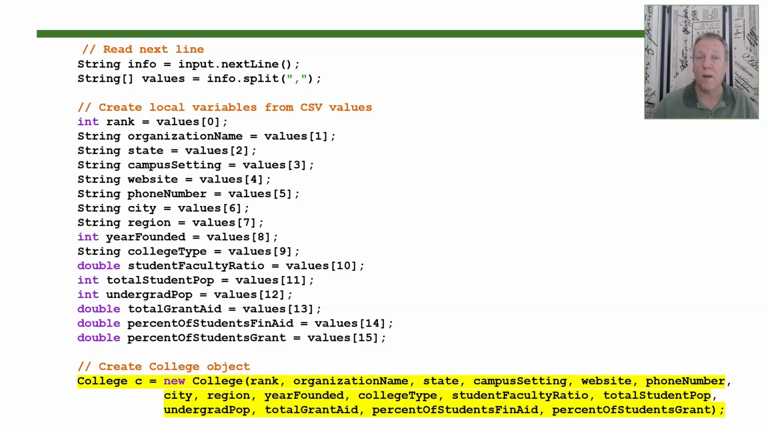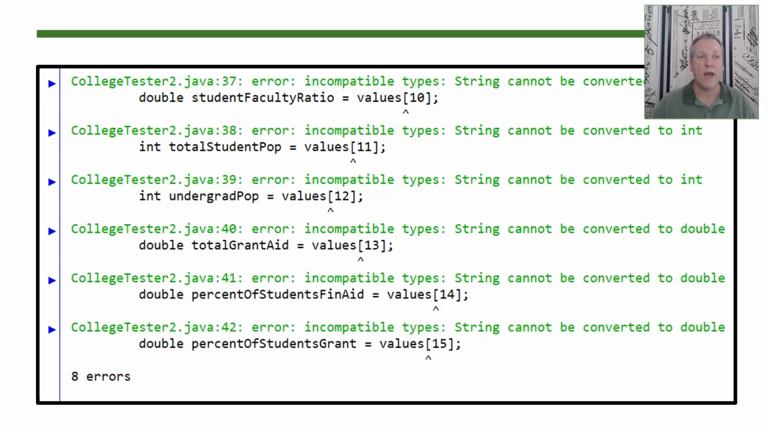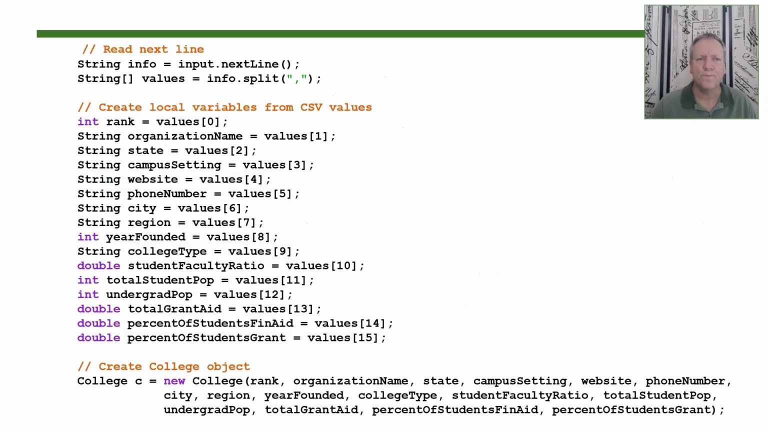So let's run this program. Oh, what happened? It won't even compile, let alone run. Notice I've got a whole bunch of incompatible data types. String cannot be converted to int, String cannot be converted to double. What happened here? Let's go back to the code. Do you see the problem?